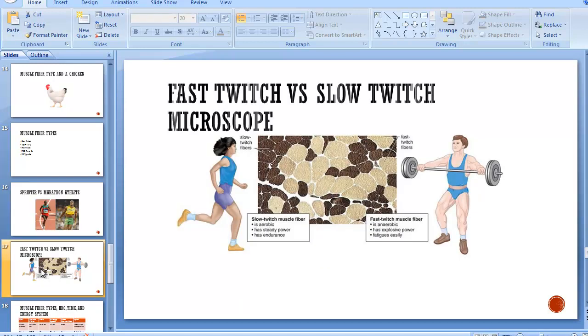Here we can see it underneath the microscope. So slow twitch, here we have a long distance runner. Slow twitch, all dark fibers, a lot of blood supply to it, a lot of myoglobin, more aerobic, steady power. This person has endurance. Fast twitch, anaerobic, explosive power, like powerlifting and sprinting. But it fatigues easy.